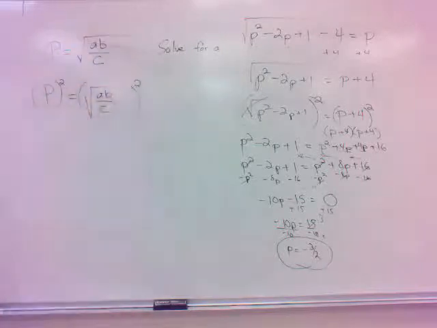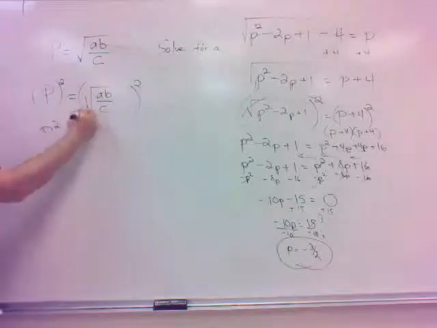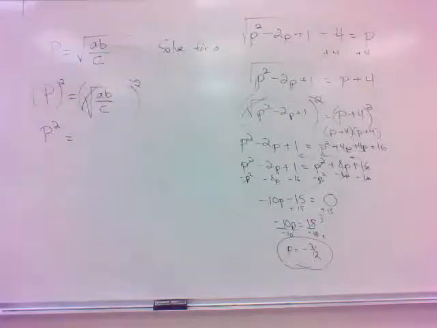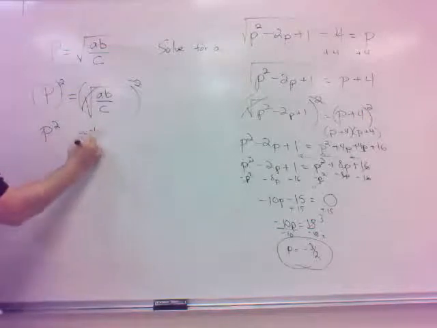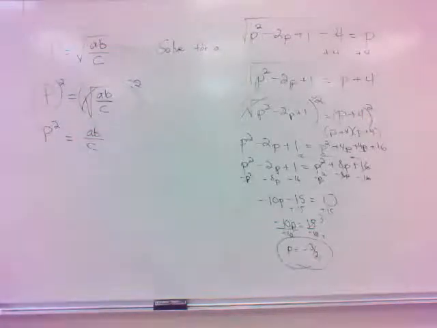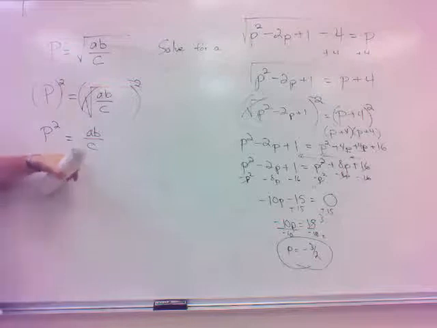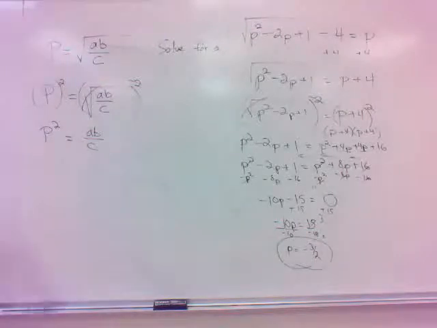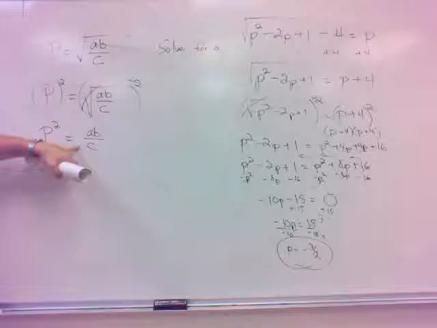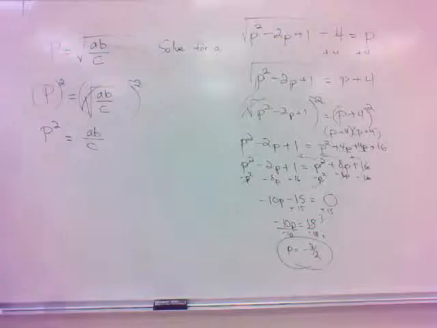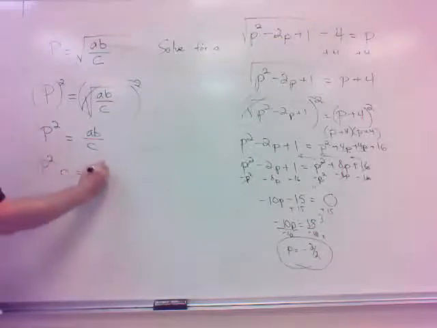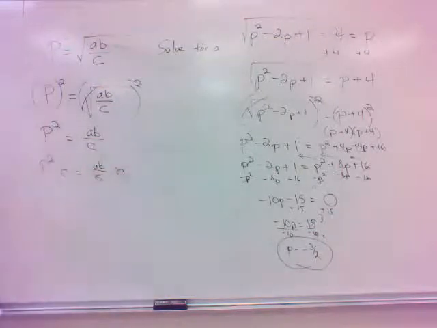Because I need to get rid of that square root, and squaring it does that trick. Now this side is just p squared. The square root and the square cancel out, and I just have ab over c on the right. Now I'm trying to solve for a, so this gets back to other techniques we've talked about. How would I get the a by itself? Well, I can get rid of the c pretty easily. I can multiply both sides by c. Wouldn't that cancel the c's out there?